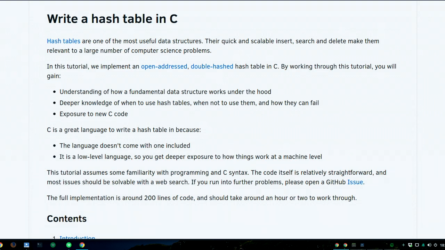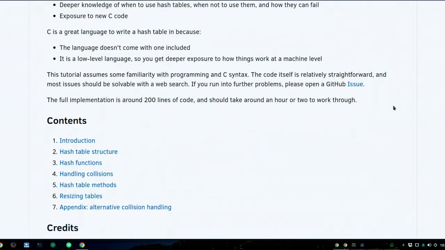It's neat to see this in C too, because even if you're not familiar with C, I agree with the author's sentiments that C is a great language to write a hash table because the language doesn't come with one, and it's a low-level language, so you get deeper exposure to how things work at the machine level. You could probably pretty trivially implement one in a higher-level language and not have to deal with some of these things, but doing it in C, you'll have a really good understanding. Plus, I like this because the repo's set out nicely. They've got some nice content. It's about 200 lines of code, so it's totally understandable. And they say it should only take you around an hour or two. So if you have some time on the weekend, maybe give this a shot.